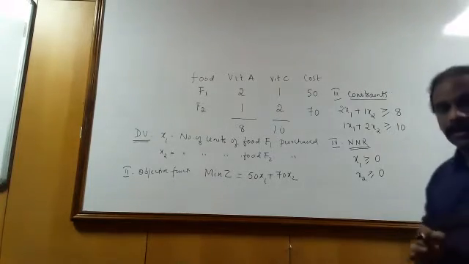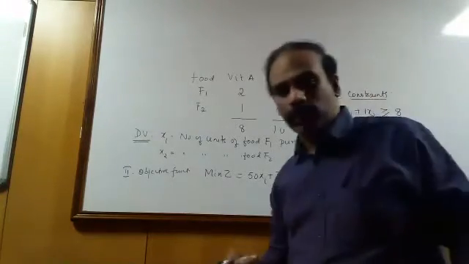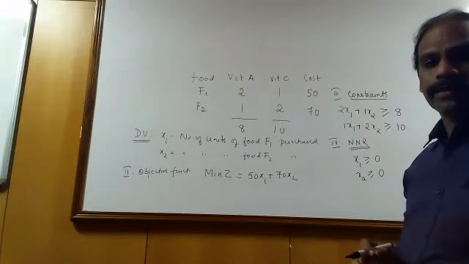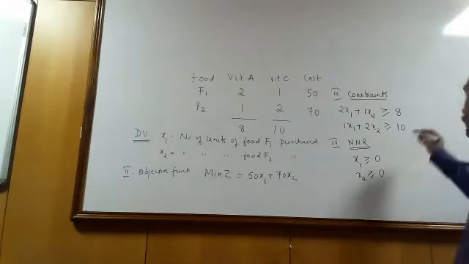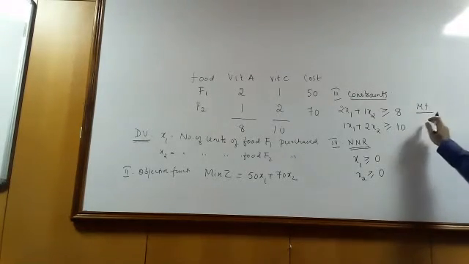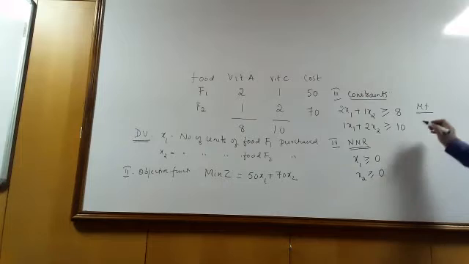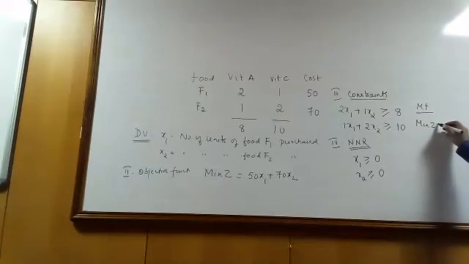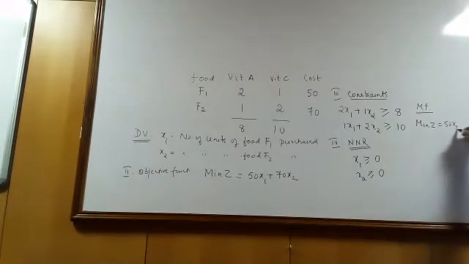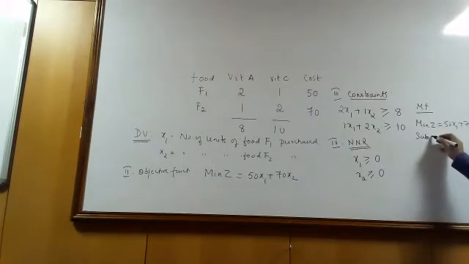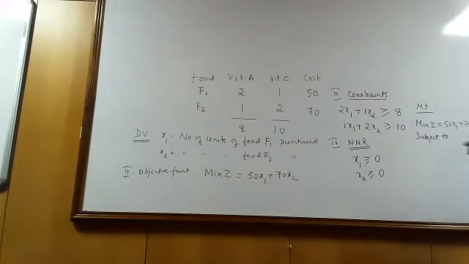Please remember, whenever you have a question on a linear programming problem, at the end you should always write the mathematical form. How do I write the mathematical form? Very simple. First, always write the objective function: min z equals 50x1 plus 70x2. Then you should write the words subject to, meaning the objective is satisfied subject to the following conditions.